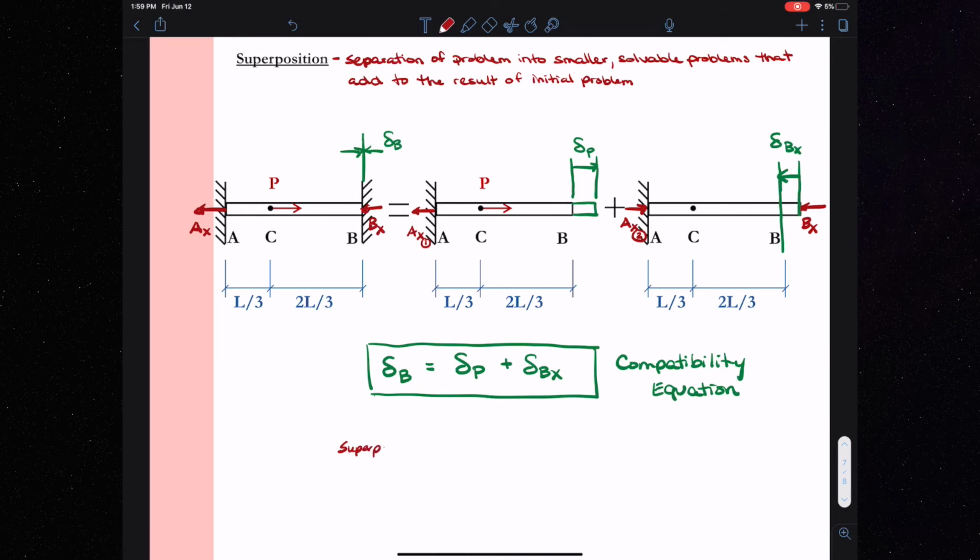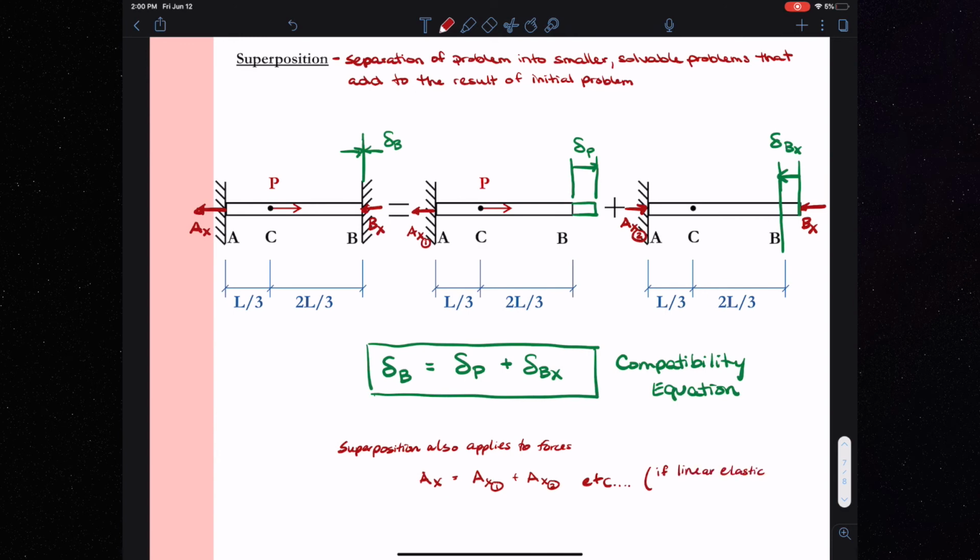We can even extend superposition to the forces. You can see throughout these free body diagrams, I drew my reaction at A. So my total reaction Ax will be equal to the reaction from case 1, where I removed the support at B and applied the load P, Ax1, plus my reaction due to the force Bx applied in case 2. I just add those two together and I would get my reaction for my actual problem.